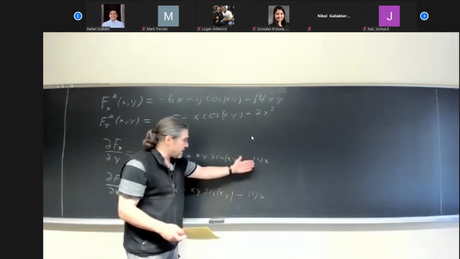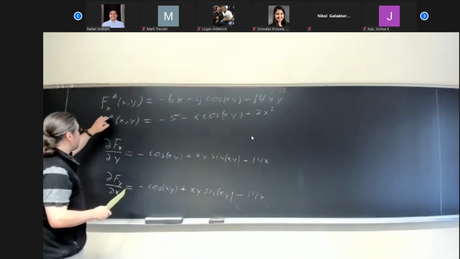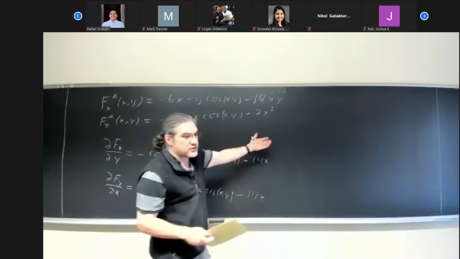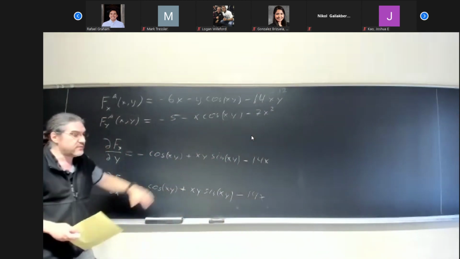Okay? So I look at them and I see that they are exactly the same. Those two functions are exactly the same. So for the first force, when I have 14 here, it is a conservative force, and that's it. That's a proof of it.